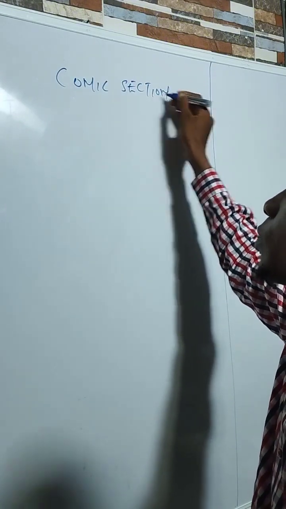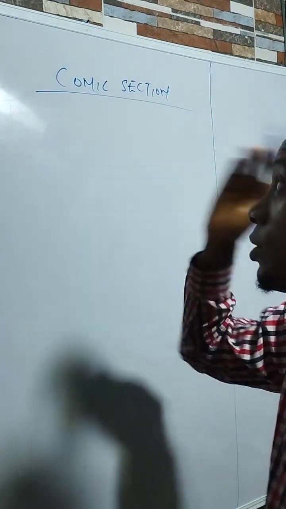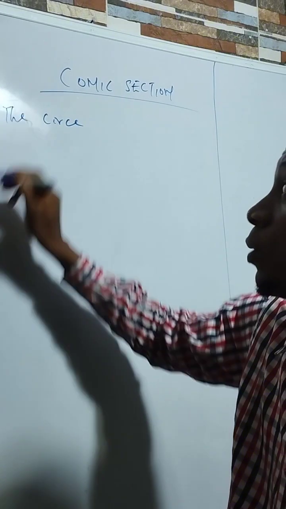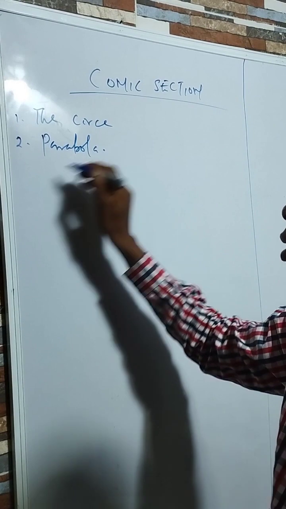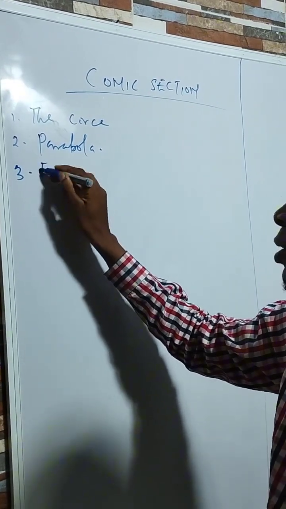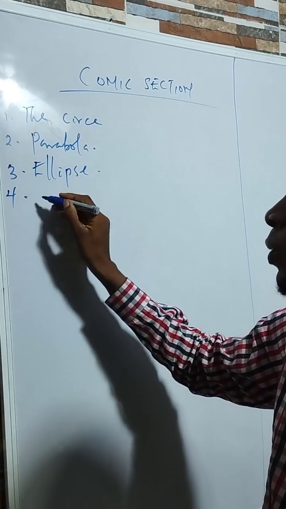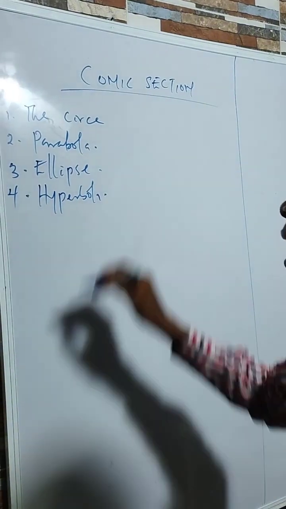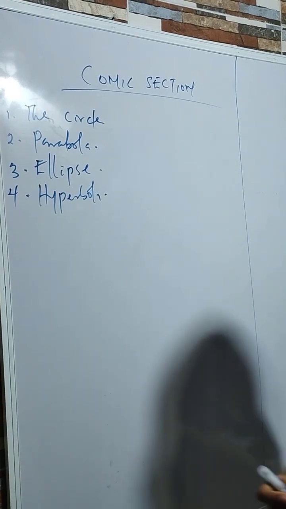In one of my videos, I have discussed the conic sections as regards the circle. That is, these conic sections are divided into 4 groups. Number 1, we have discussed it with the circle. Number 2, with parabola. Number 3, I want to discuss it as regards the ellipse. And number 4, I also want to discuss it with regards to the hyperbola. All of these concepts is what I intend to discuss in this particular topic.